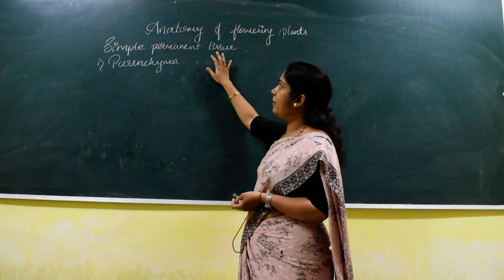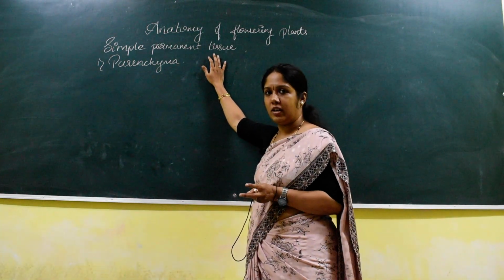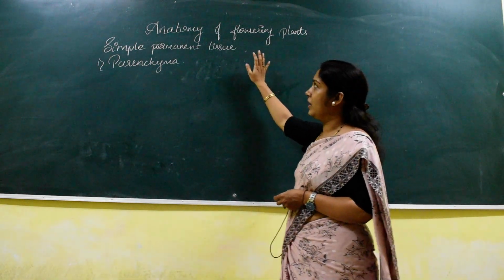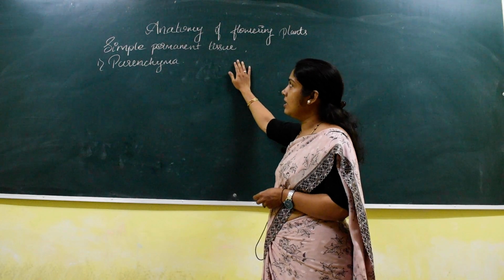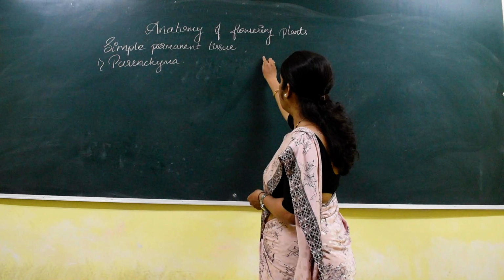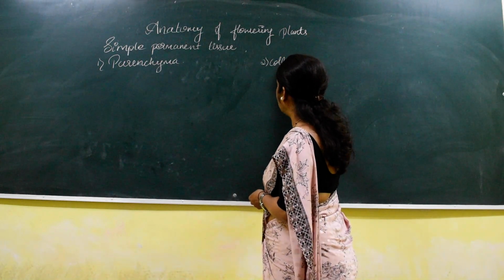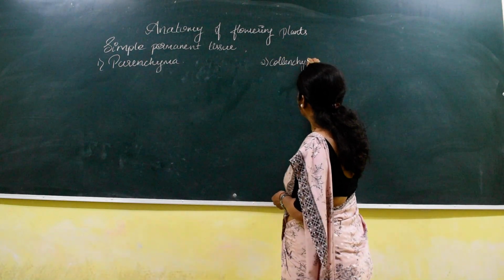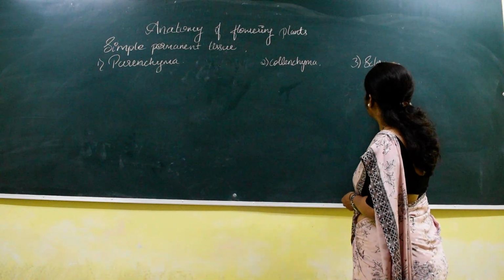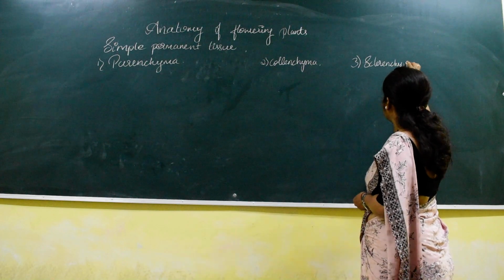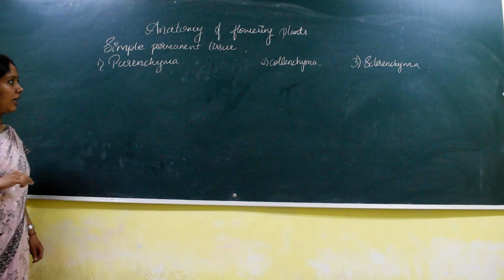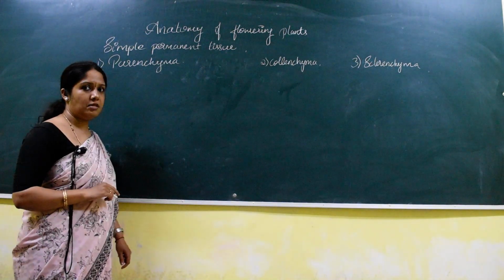Now this permanent tissue is classified into two main categories: one is simple and the other is complex. First we have taken the simple permanent tissues. In the simple permanent tissue, the first one is parenchyma, the second one is collenchyma, and the third one is sclerenchyma. These are the three types of simple permanent tissue. In that, first we will take up the tissue called parenchyma.